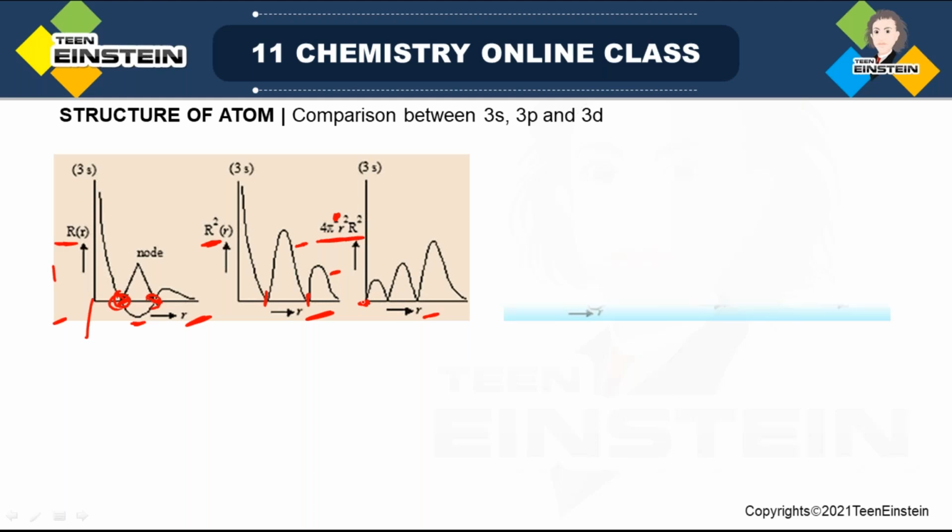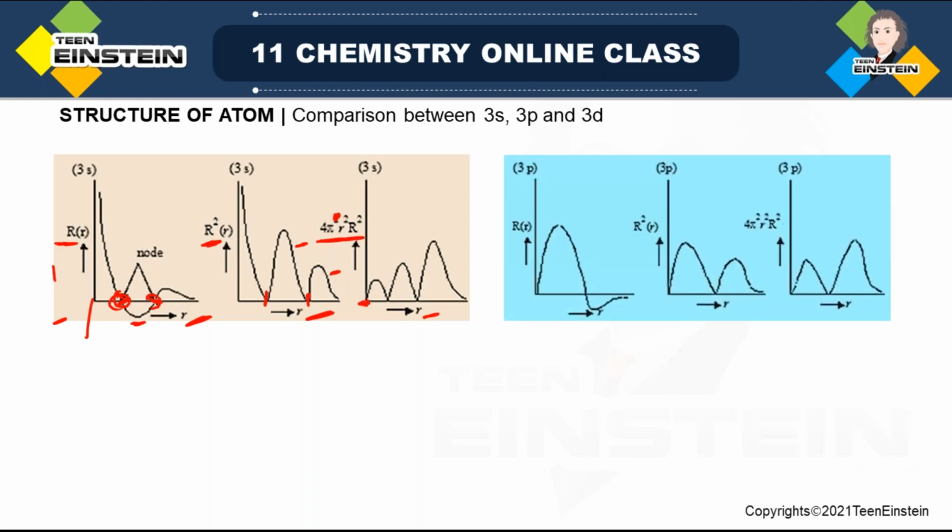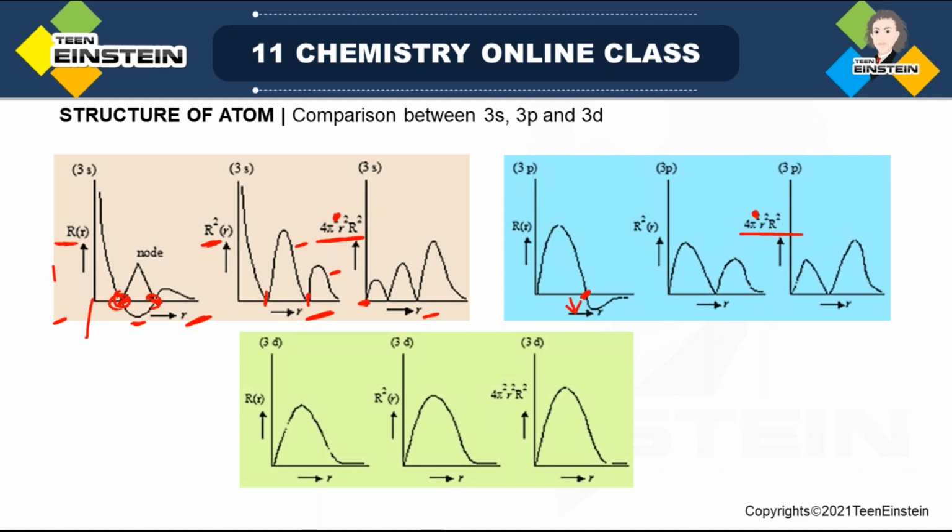Okay. Now we will also see it for 3p, because we are just comparing 3s, 3p, 3d. So in case of 3p, here also we are getting this node, only one node is there and it is going towards negative side. But when you have taken R square, there is no negative, and 4 pi r square times capital R square, that also basically looks just same as the second one. And for 3d, there is actually no radial node. For 3p, there is actually one node. This is one node, here also one node.